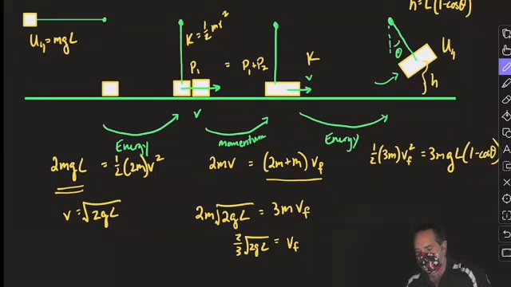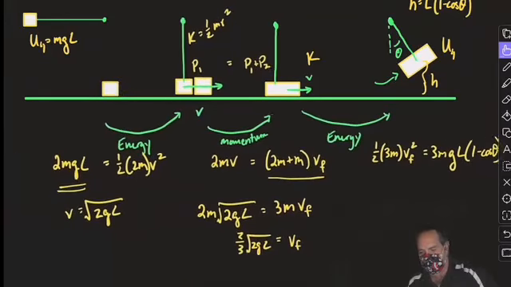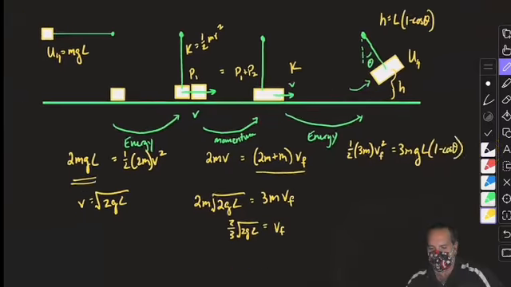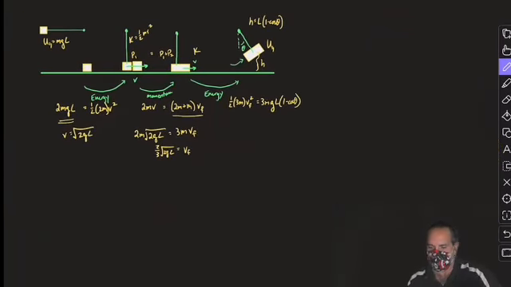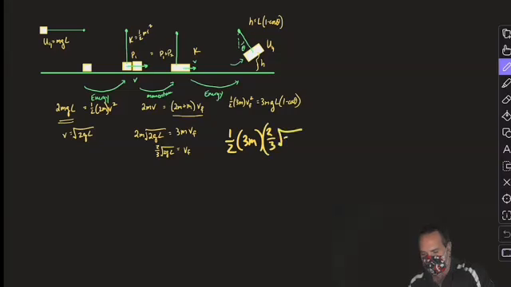Now, that means that over here, and I'm going to run out of space. So in doing the last part, I'm going to have 1/2 times 3m times 2/3 times the square root of 2gl squared equals 3mgl times 1 minus cosine theta.